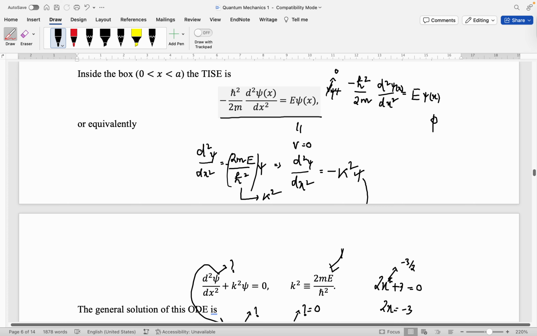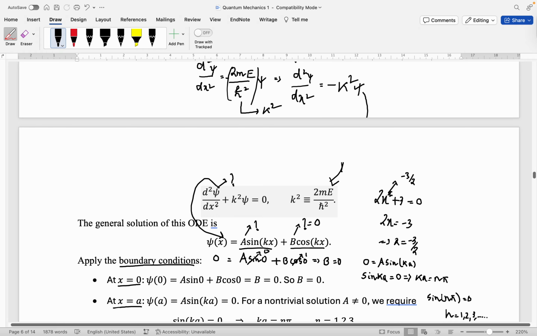We can take this 2m on this side and h cross square at the bottom, and take the minus sign also on this side, and I can write down this entire term 2me by h cross square as k square. So I have written k square as 2me by h cross square, and since there was a minus sign, I have taken it on this side. So I have got this equation.